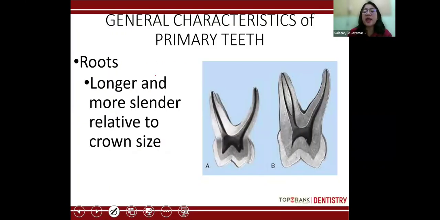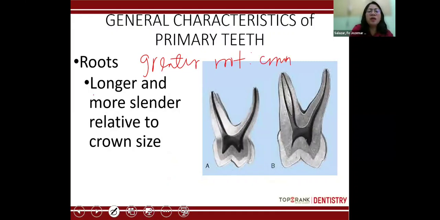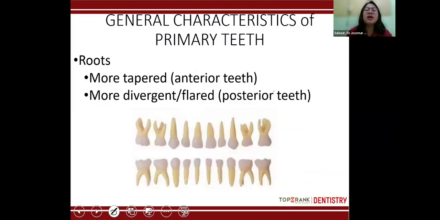Roots are longer and more slender relative to crown size. Diba? Greater root to crown ratio. Longer, more slender relative to crown size. Not longer than the permanent, definitely not, but longer in relation to your crown size. They are more tapered on anteriors and more divergent on posteriors.